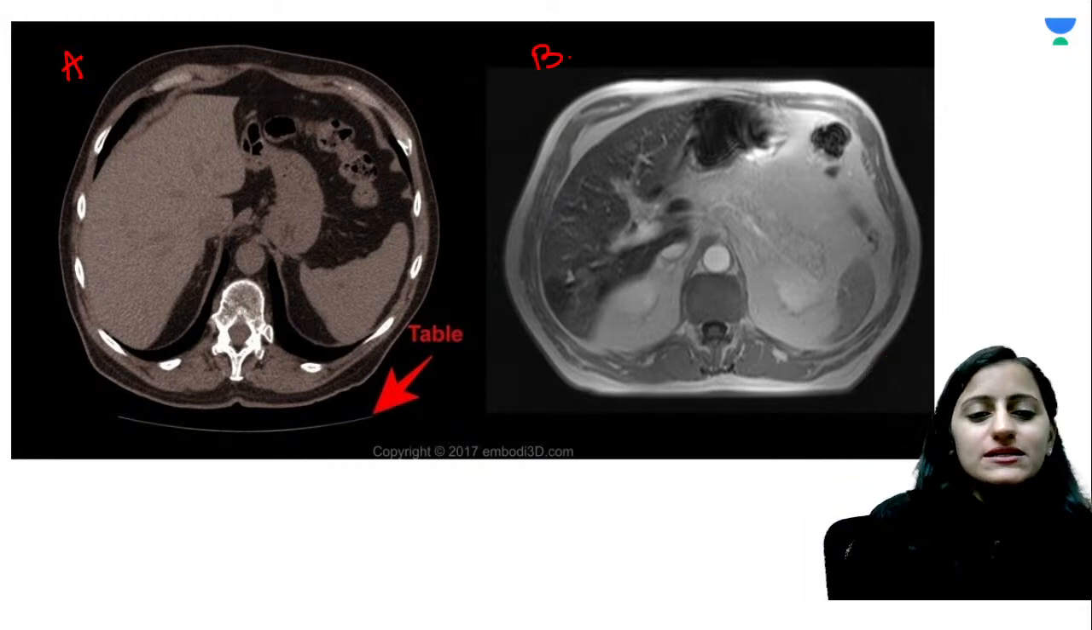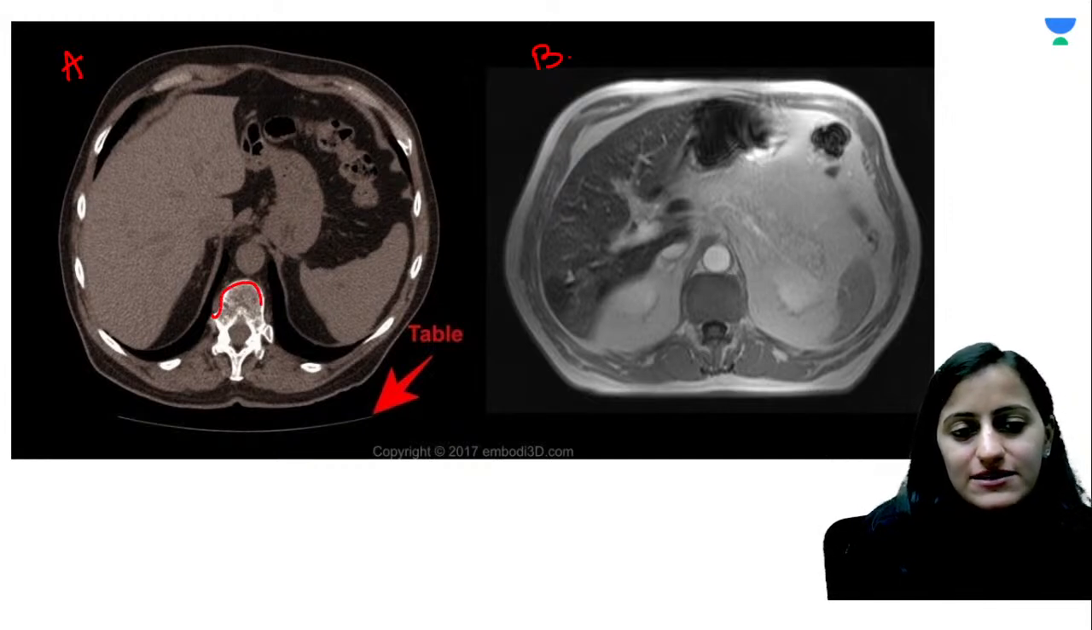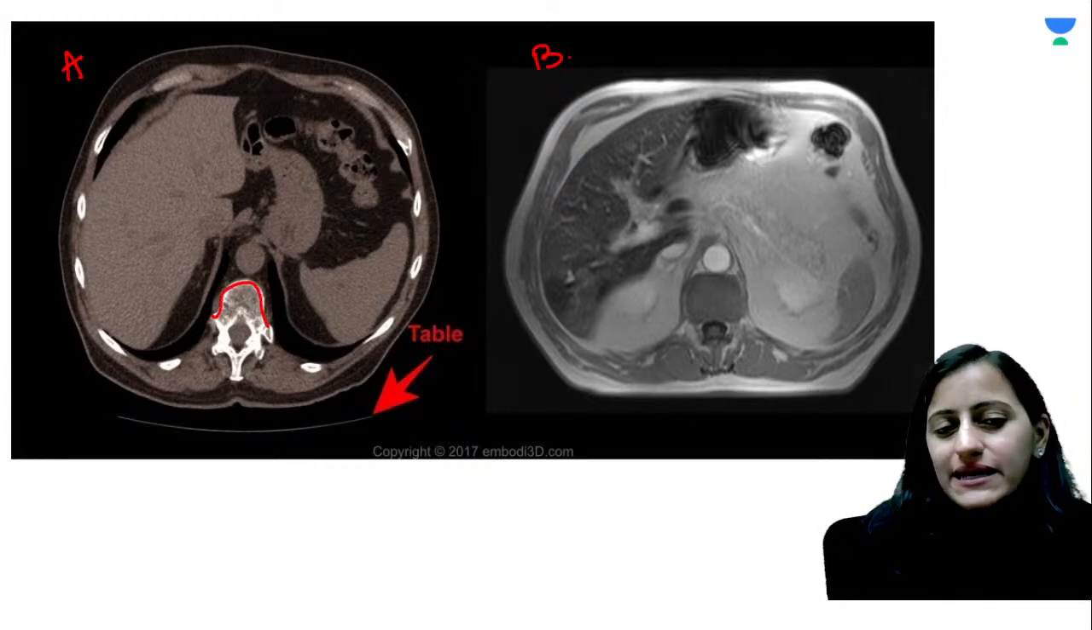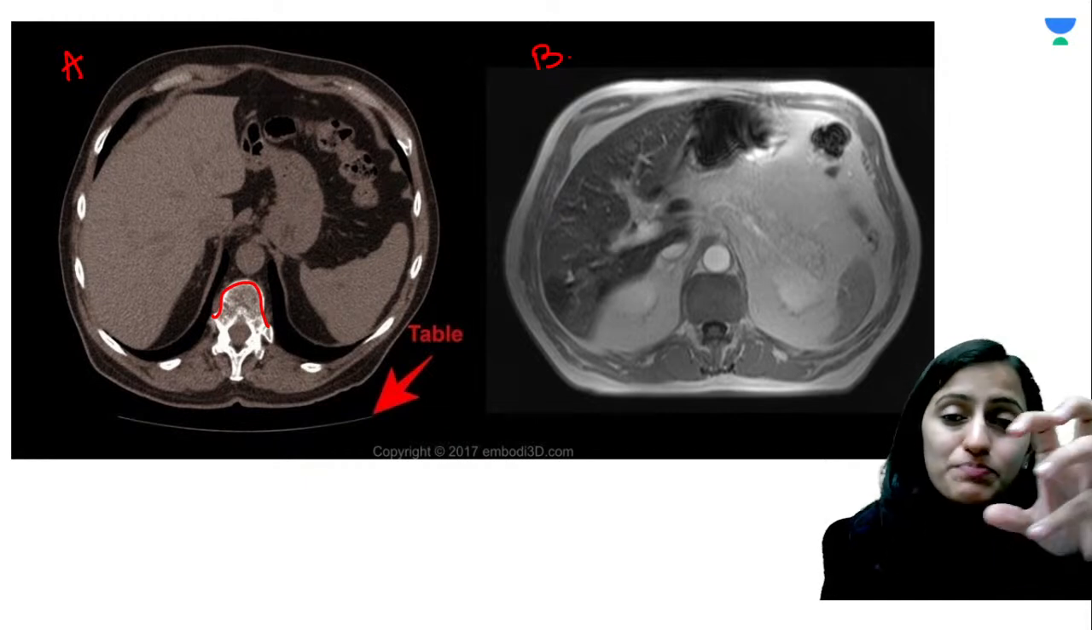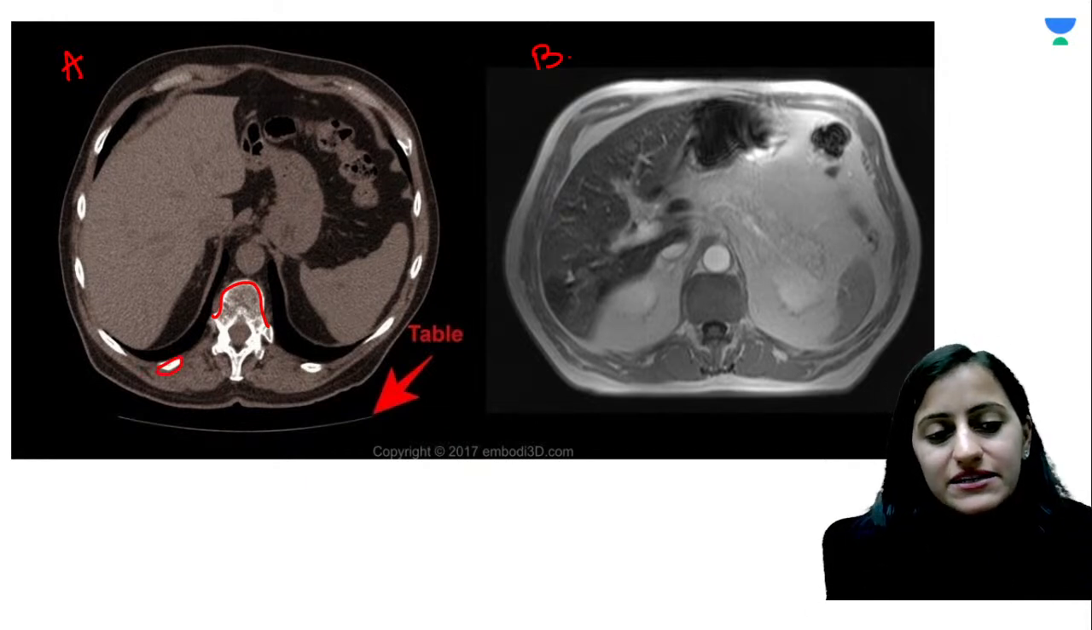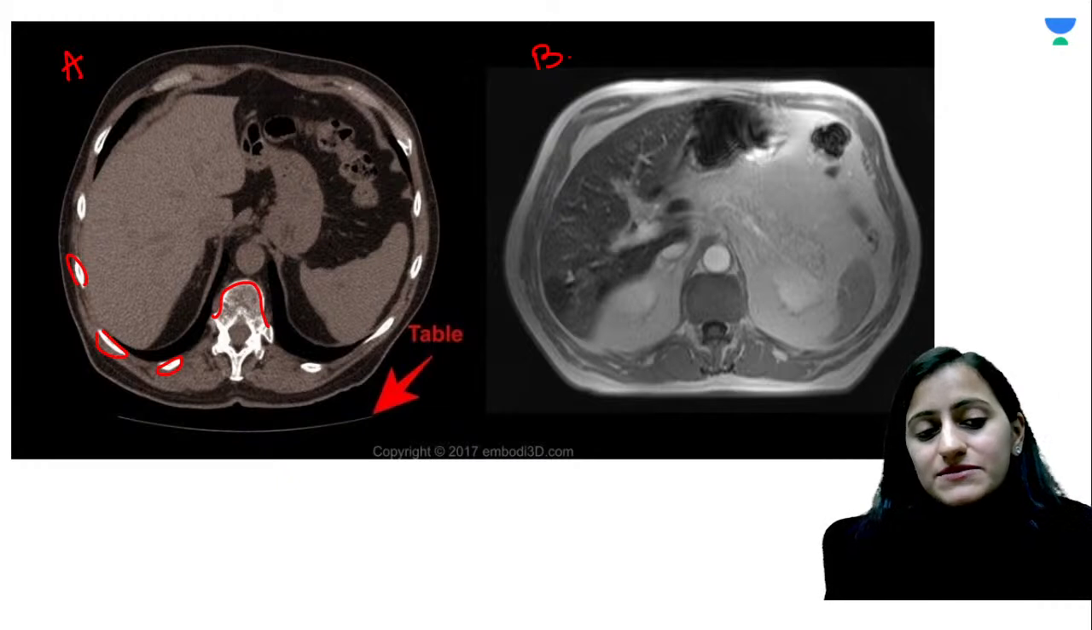See, what do we see here? This is the vertebra, right? Look at the vertebra. The cortex is white, even though the bone marrow might look black. These are the ribs that we are seeing here. These are the ribs. The bone is white. This is a CT scan.